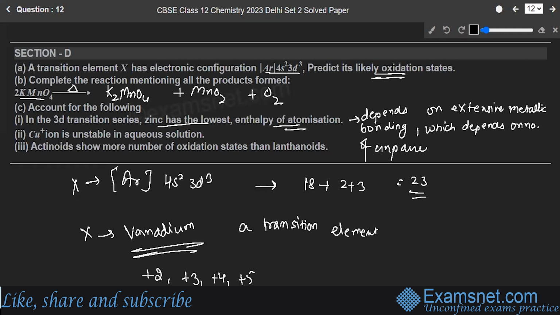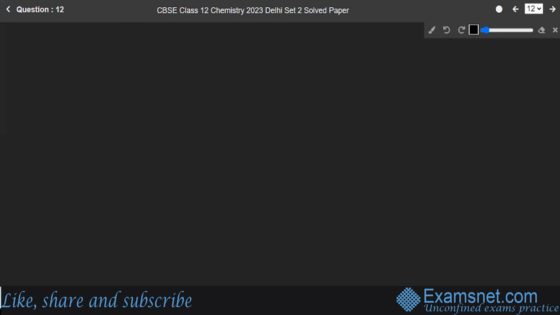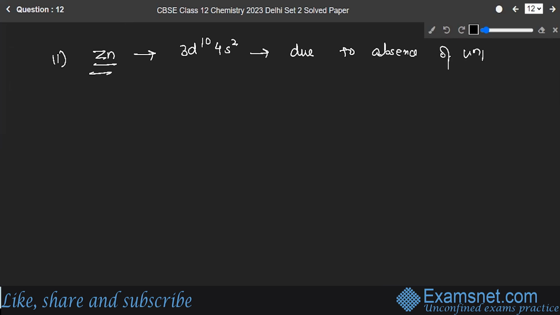Unpaired electrons. The valence shell electronic configuration of zinc, I'm talking about the second part of zinc, is given by 3d10 4s2. Now, due to the absence of unpaired electrons in the ns and (n-1)d shells, the interatomic bonding is weakest in zinc.